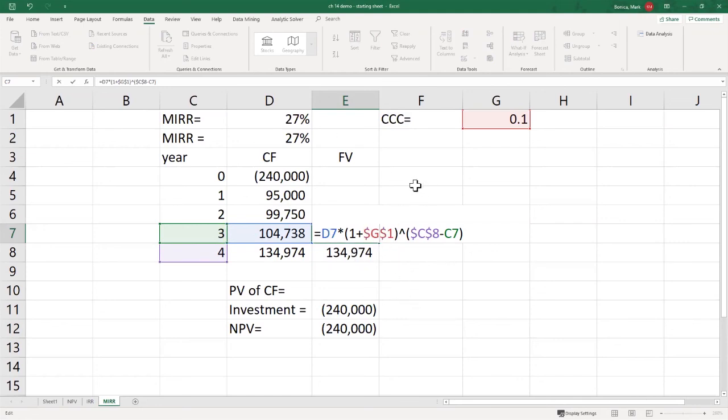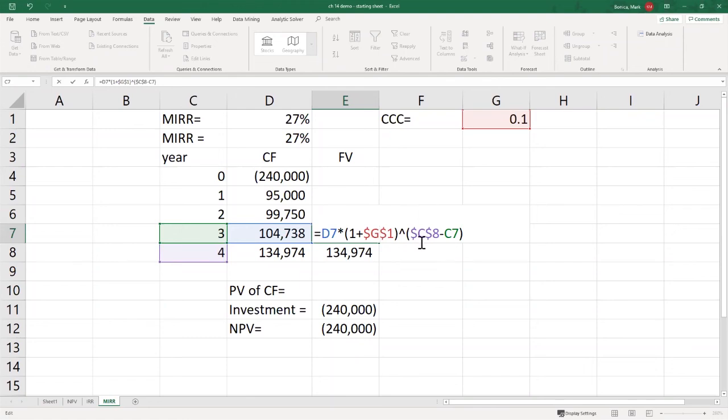D7. So assuming you've got your spreadsheet laid out with the exact same references as I have, you're going to have D7, which is going to be the cash flow for year 3, times parentheses 1 plus the corporate cost of capital, which in our case is going to be our reinvestment rate, raised to, and here you can manually type in 1. I think it's useful to do it this way because, first of all, I can just copy this formula now, but also it kind of keeps me from making a mistake in terms of the number of years to bring it forward.